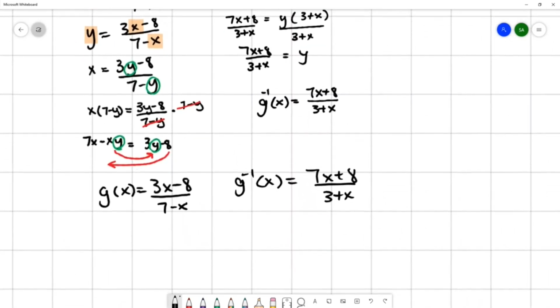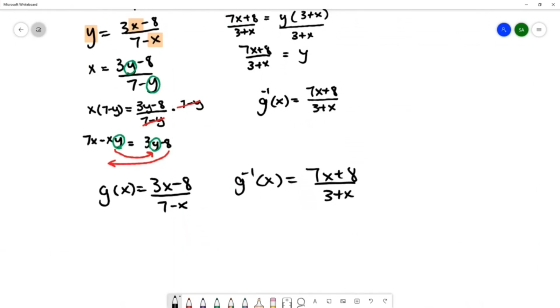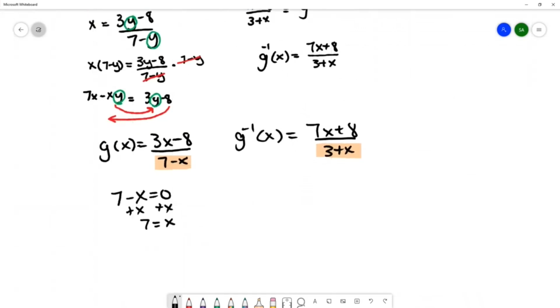And we're looking for the domain of each one of these functions. They're both rational functions, so if I set the denominators equal to 0, I'm going to find the domain. So for the g, I'll set 7 minus x equals 0. Add x on both sides, that gives 7 equals x. So we know that 7 is a restricted value. It will cause the denominator to be 0 and the function to be undefined.